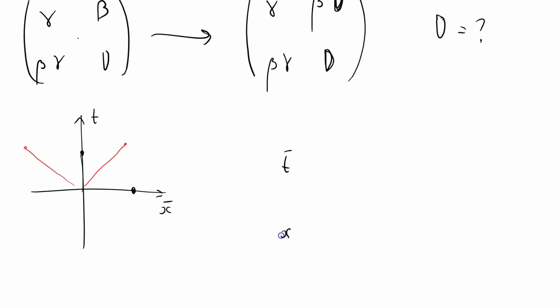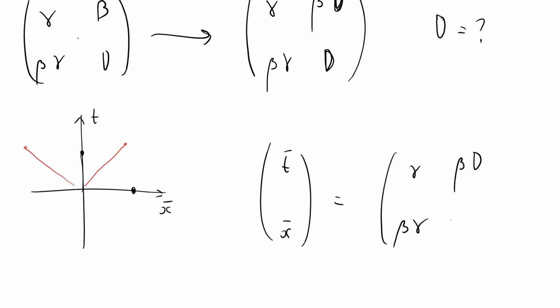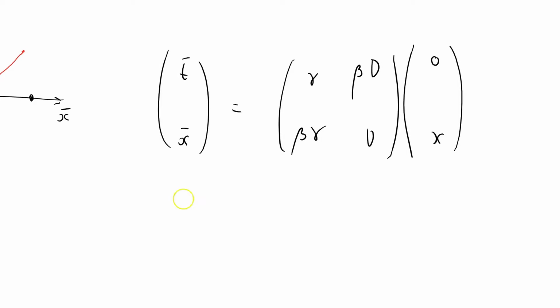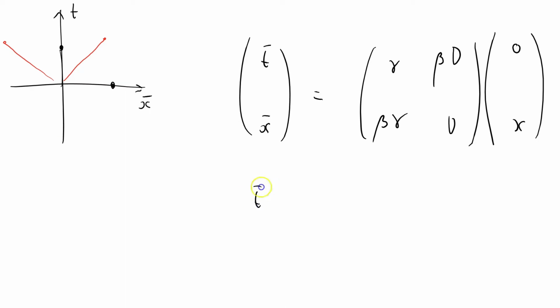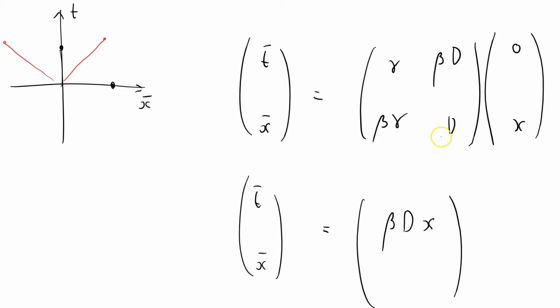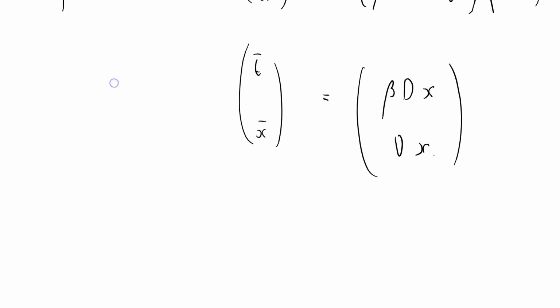So I'm going to say that T bar x bar equals gamma, just copying from here, beta d, beta gamma and d, times 0 and x. Okay, so that tells me that T bar x bar equals beta d x, and then it's dx down there, isn't it? Okay, so that's great. So that tells me that delta s squared, which equals minus t squared plus x squared, equals delta s bar squared, which is minus t bar squared plus x bar squared.